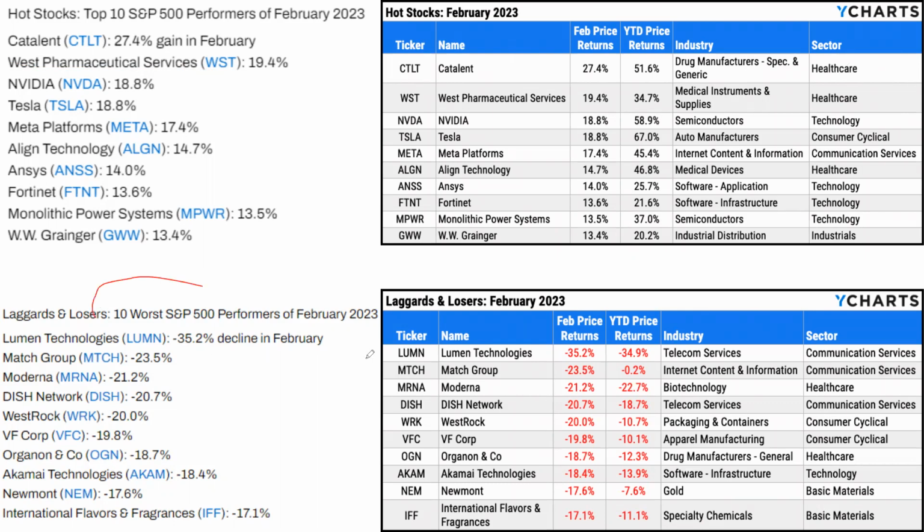Now, these are going to be the 10 worst performers of February 2023. We have Lumen Technologies, ticker symbol LUMN. We have Match Group, MTCH, Moderna, MRNA. We have Dish Network. Okay, we have WestRock, VF Corp, Organon & Co., Akamai Technologies, Newmont, International Flavors and Fragrances. So, maybe some of those are something that you want to avoid.